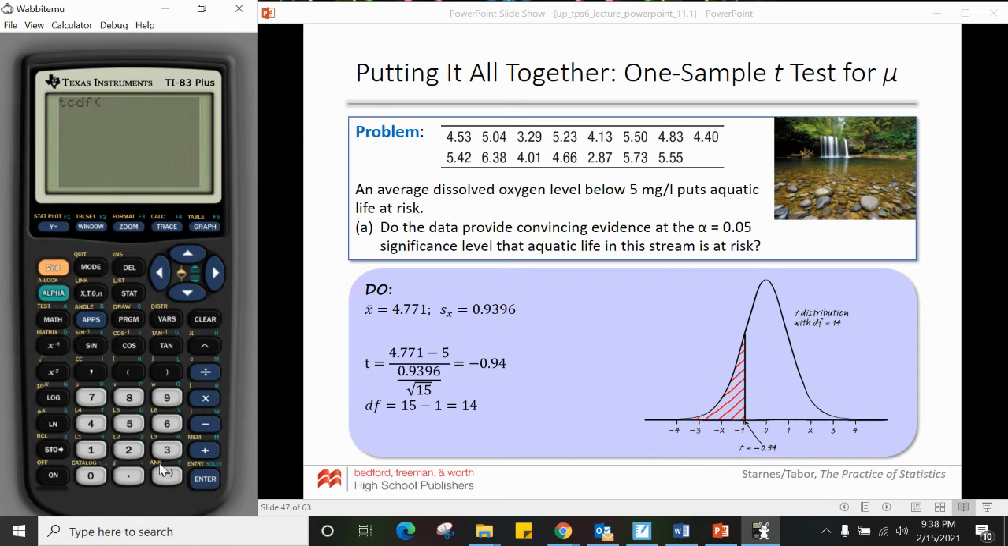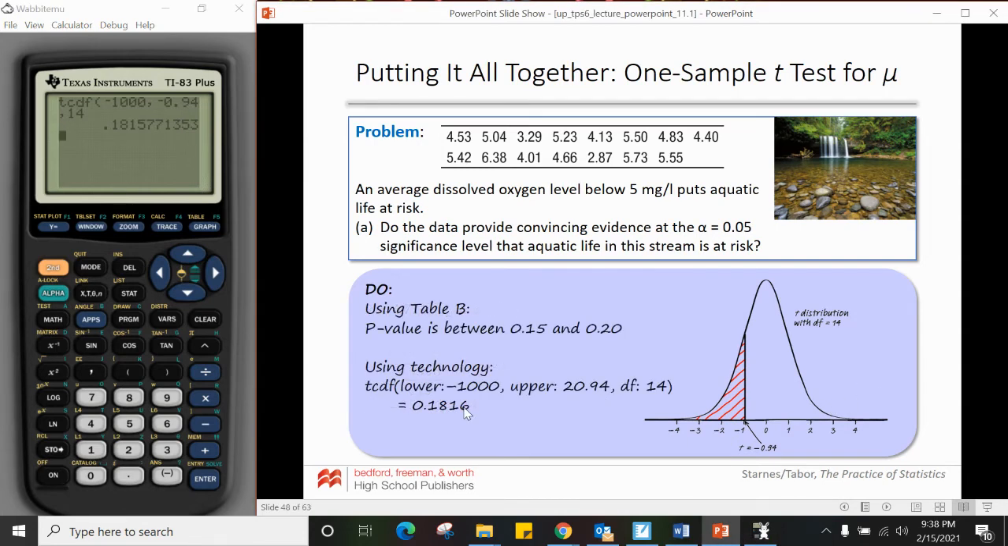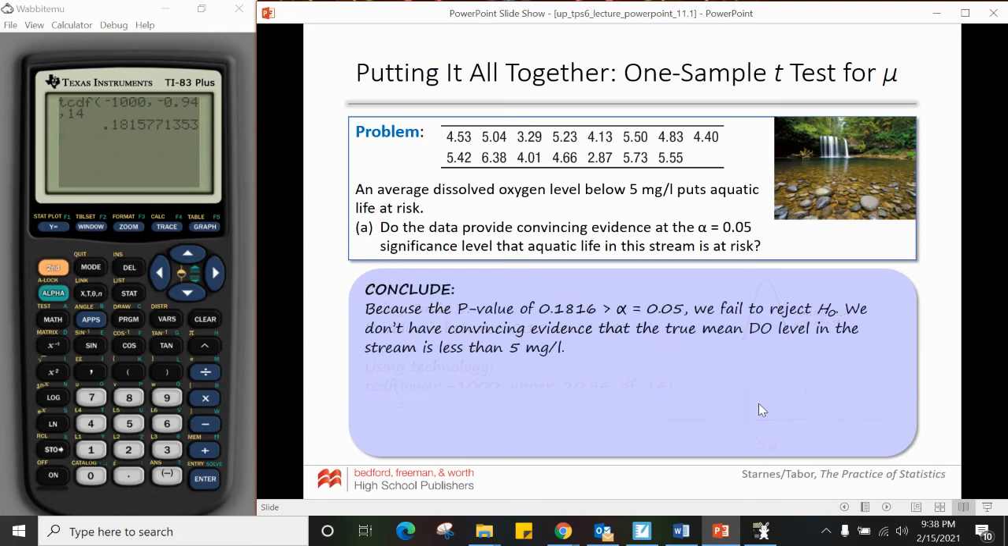tcdf(negative 1000, negative 0.94, 14), where 14 is our degrees of freedom. We get 0.18. So that does fall in between the values on our table, which is good, and it does match up. So our p-val is 0.1816. And so that's certainly larger than our alpha.